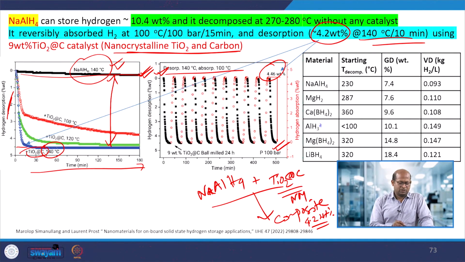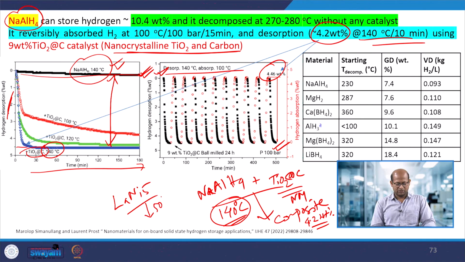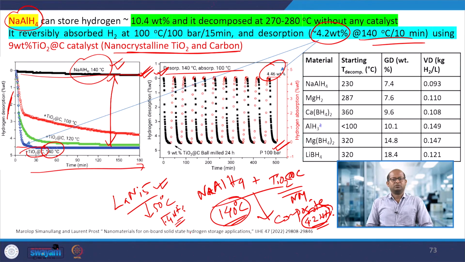If we talk about sodium aluminum hydride, here we have to go for 140 degrees centigrade, a high temperature, whereas for lanthanum nickel LaNi5 we use 50 degrees centigrade. Compared to that it is much better, but the hydrogen storage quantity of 1.48% is low as compared to this. So somehow we have to compromise between the temperature and the weight percent of hydrogen, meaning the desorption temperature.